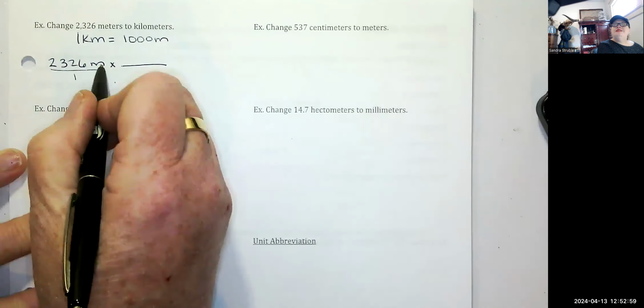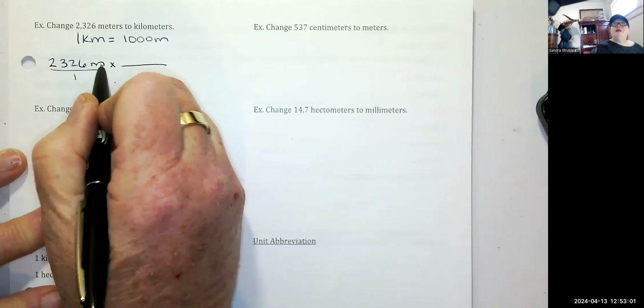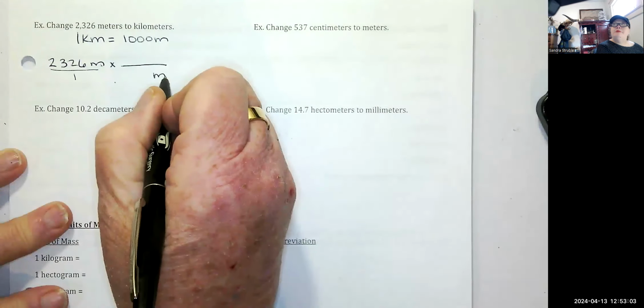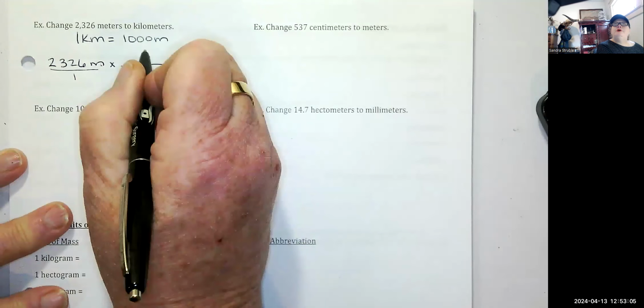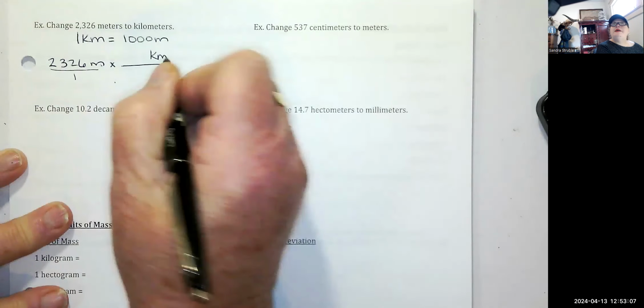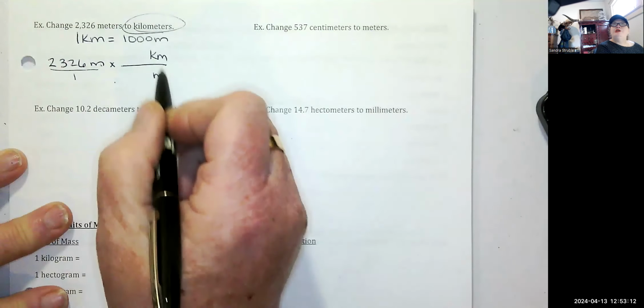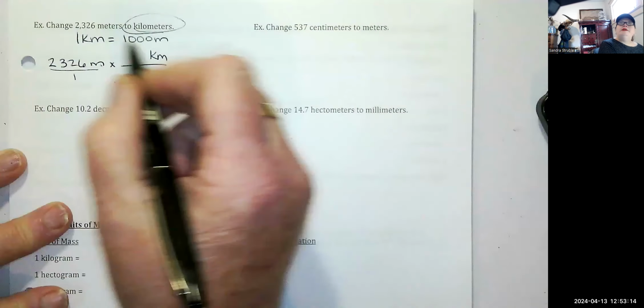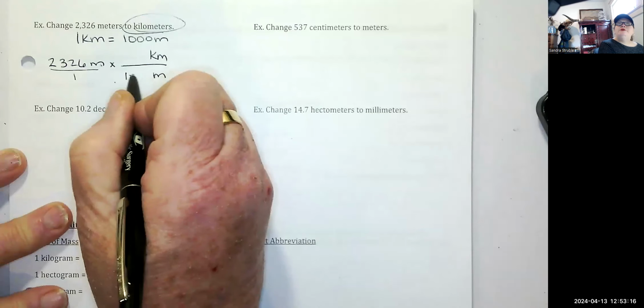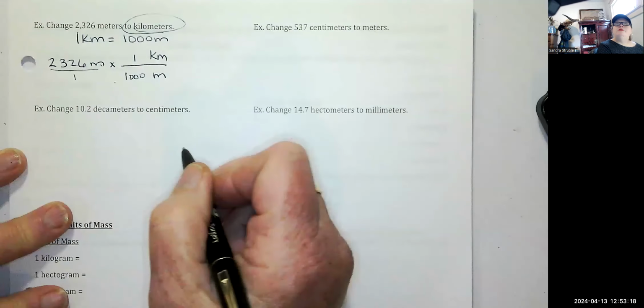So meters is in my numerator, which means to get rid of it, I need meters in my denominator, and then put in the numerator what I'm heading towards, which is kilometers. All right. Once I get my units in there, then I put my numbers in. So 1,000 meters and 1 kilometer.